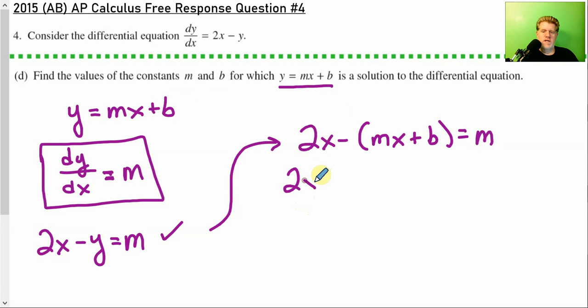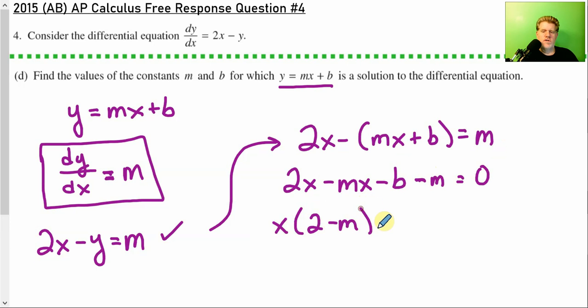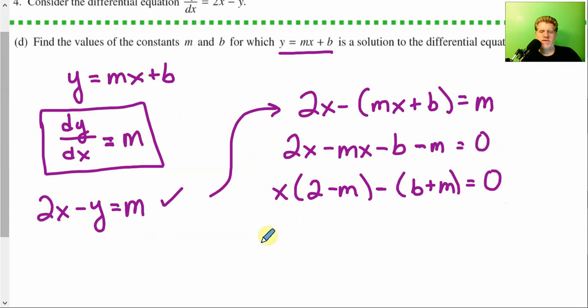Alright, now I'm just going to multiply this out. And I'm going to bring the m over. Now here's the tough part, because we don't do equations like this very much. The question is, how do I find m and b that make this true? Think about this. If I want this equation to be 0, both this term and this term have to equal 0.